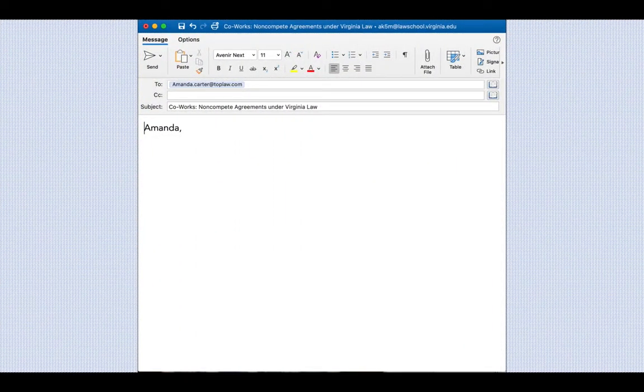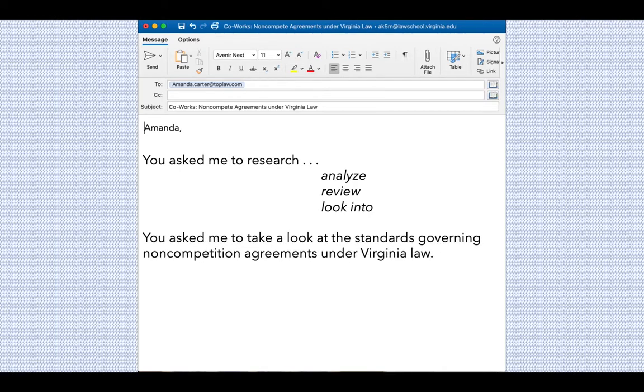Okay, so we've got our elements down for the beginning now. How do you jump into the body of the email? Here's a classic way to do that, may look familiar from looking at memos. You asked me to review, analyze, research. And here's the longer version. Now, the beauty of something like this is now your attorney knows exactly what you've been asked to do. The only mild downside is that it still sounds a little bit formal.